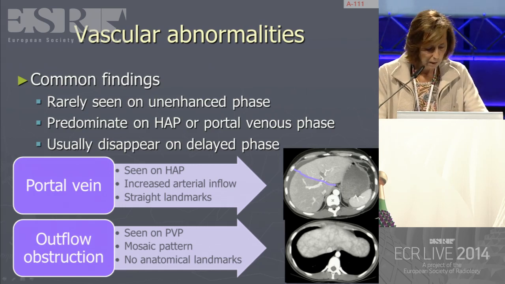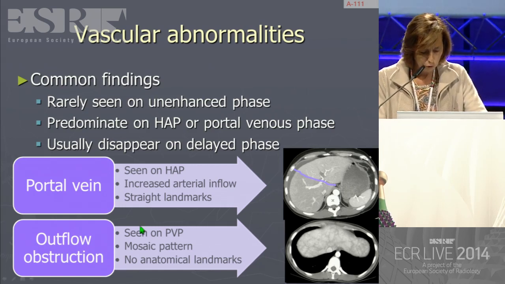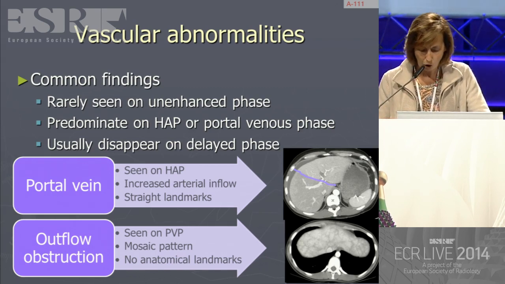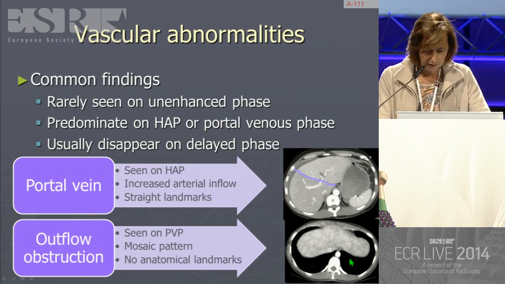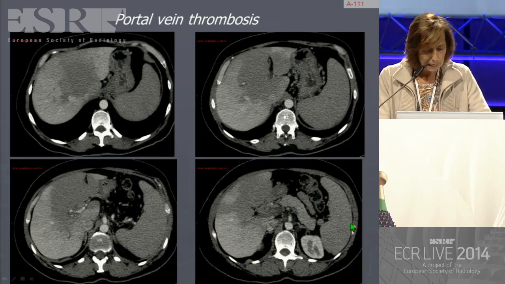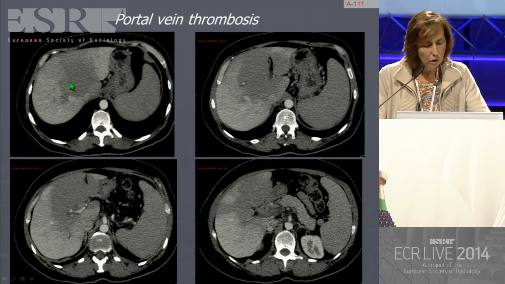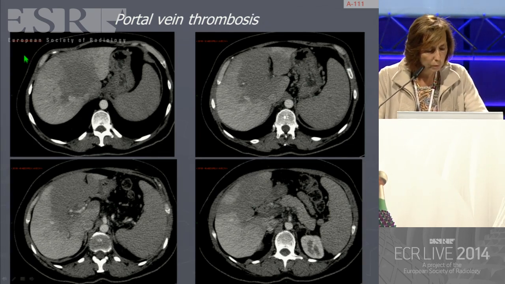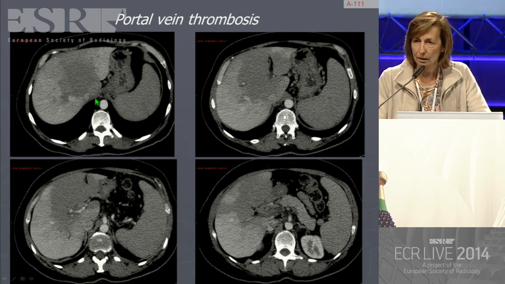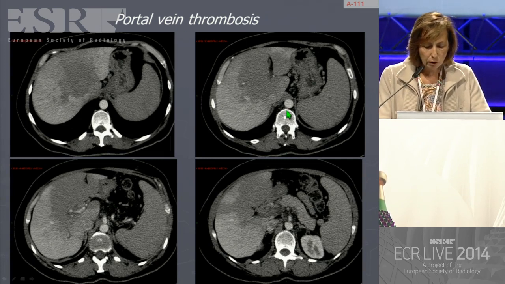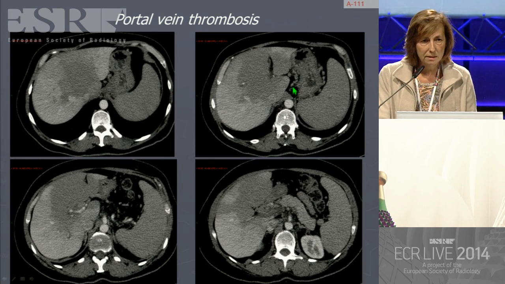Okay. In the patients with outflow obstruction, the imaging findings are completely different. They appear as reticular or mosaic pattern and no real anatomical landmarks. Then, if we go back to our patient, why is it a portal vein obstruction, and why don't we see any straight landmarks? Because this is the counter-example. This is a portal vein thrombosis of the trunk itself.